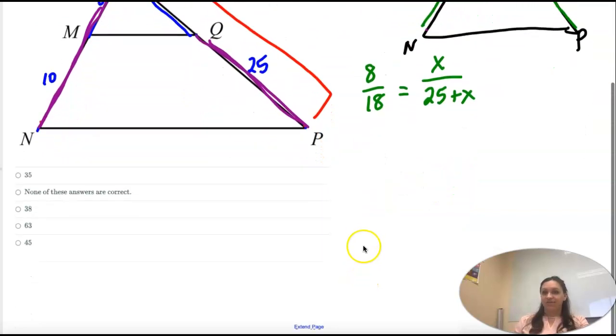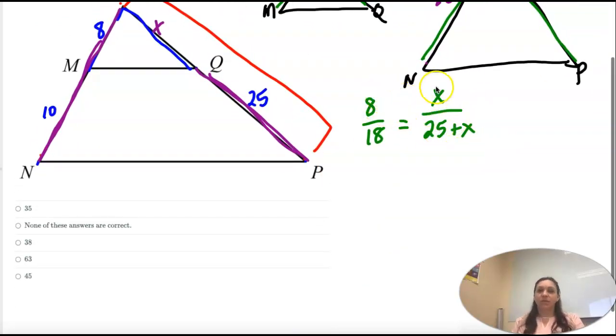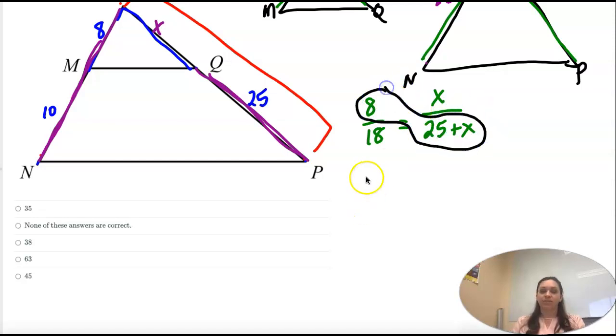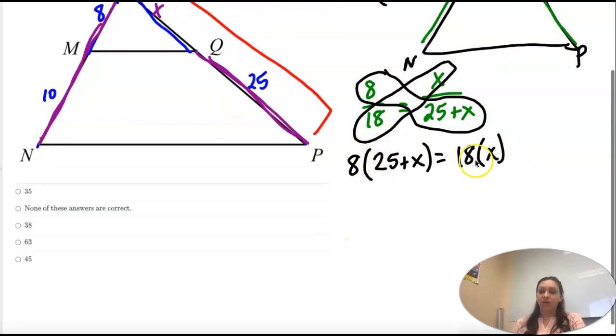So now what? Now we have to solve. So when we have something like this with an equal sign and two fractions, we do this thing called cross multiply. So I'm going to take 8 times 25 plus X, and then the equal sign comes down, and then we do the other side. 18 times X. Multiply the opposite sides of the fraction and put an equal sign between them. What that does is it gets rid of the fraction, and now we have an equation.